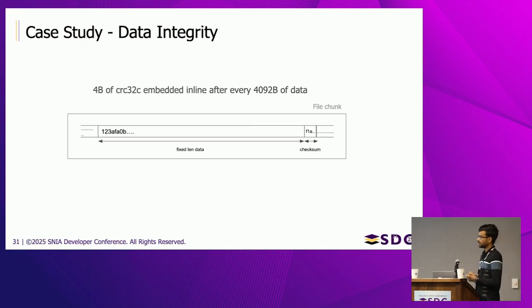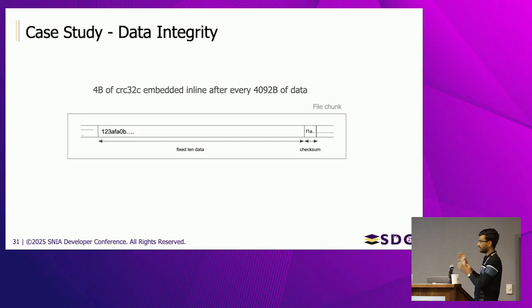As we discussed earlier, we have something called an inline checksum. After every 4092 bytes of data, we embed a 4-byte CRC32C. This becomes our first line of defense for data integrity. Even if you want to read a single byte of data from our file system, we will read 4096 bytes of data, and we will validate the data integrity by looking at the checksum and the 4092 bytes. This is our first and most important line of defense against data corruption.